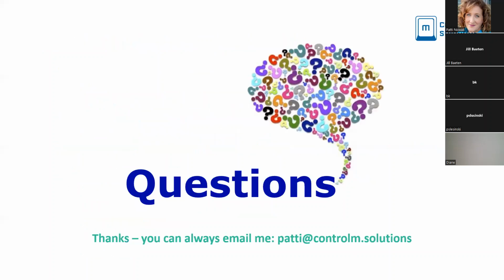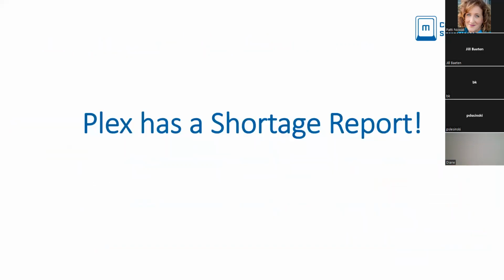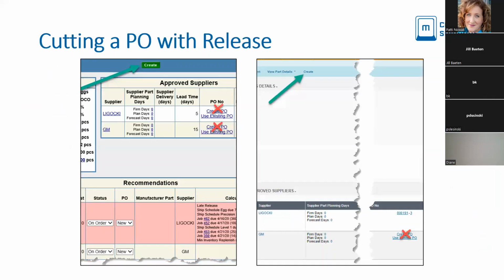So I want you to take a look at the questions that you asked me, but first I'm going to address Cindy's question, which is the purchasing. I just want to clarify here that if you click this create button, Plex will create a PO. If you click this create PO button here, it's going to take you to the PO creation screen, and it won't bring in all the part information and the quantity and the release. So it's not that it won't work, it won't create a fully populated PO.